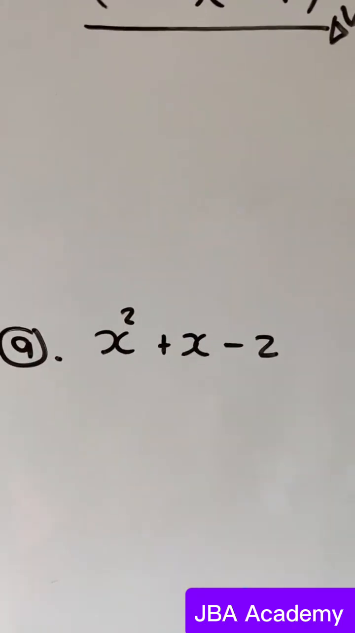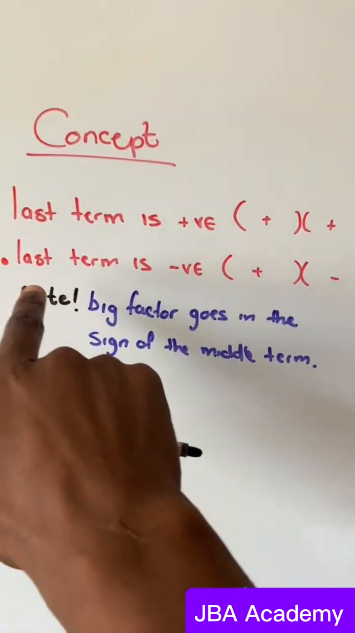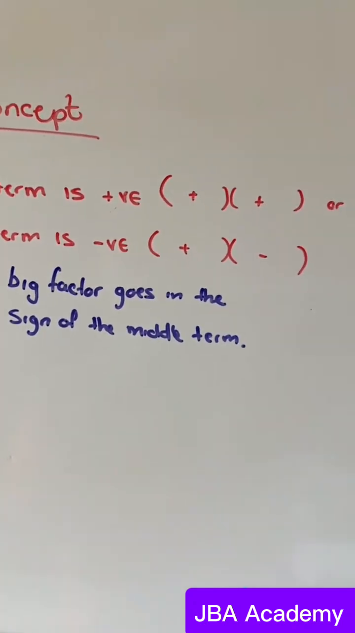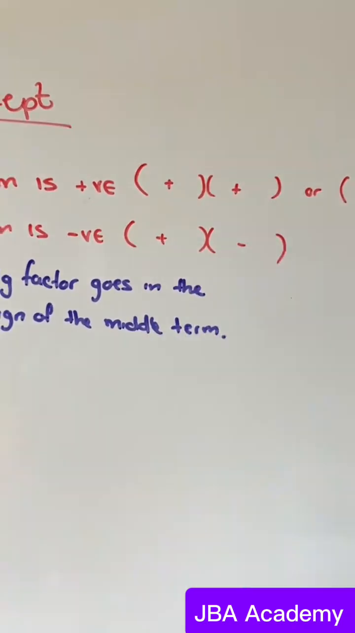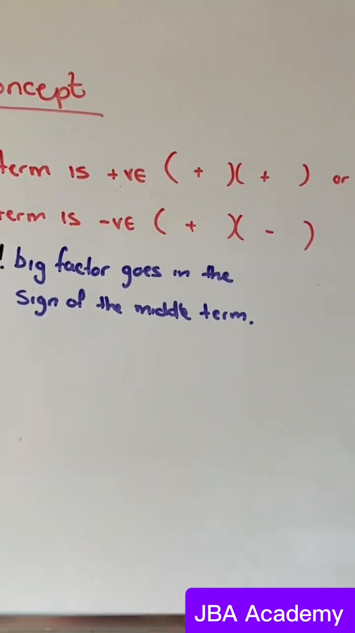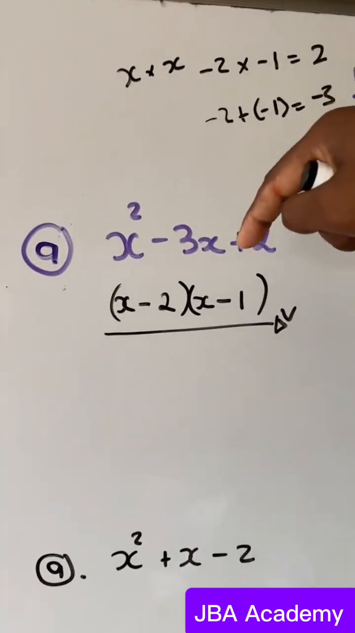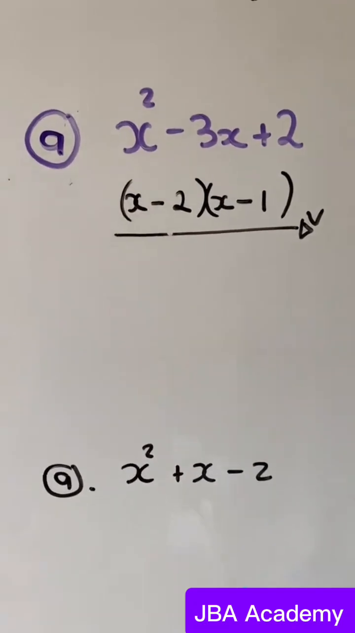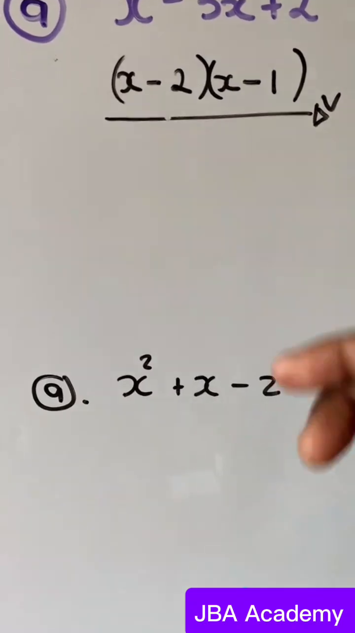Now, let's get into this one. What happens if your last term is negative? Well, if your last term is negative, it means the signs in the brackets will not be the same, meaning you're going to have a positive and a negative. It doesn't matter which one comes first. Now, note that because your signs are not the same, your factors will not just be placed into random brackets. The big factor goes in the sign of the middle term. You see here, we chose the sign of the middle term because we had to choose the same sign. But when your last term is negative, the big number goes in the sign of the middle term. Let me not confuse you.